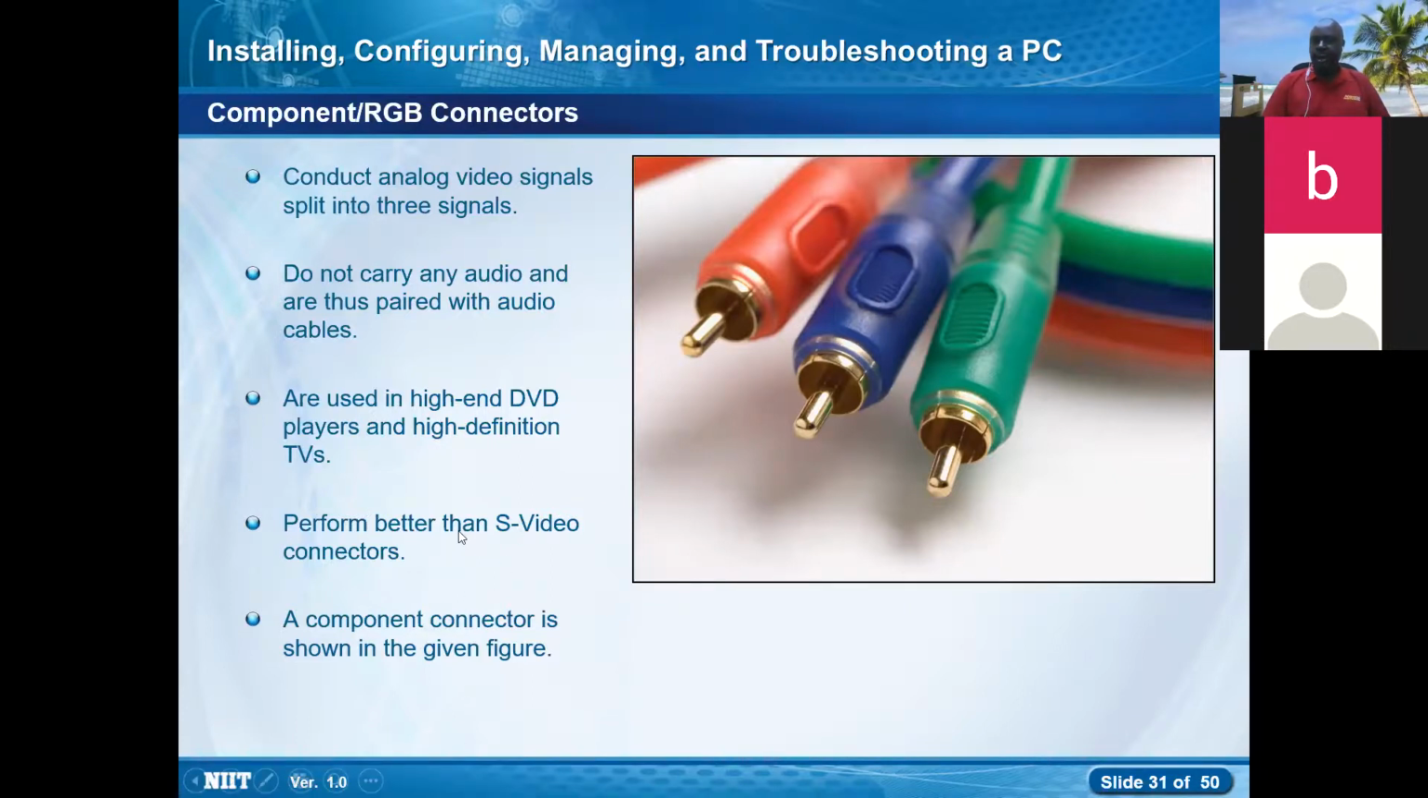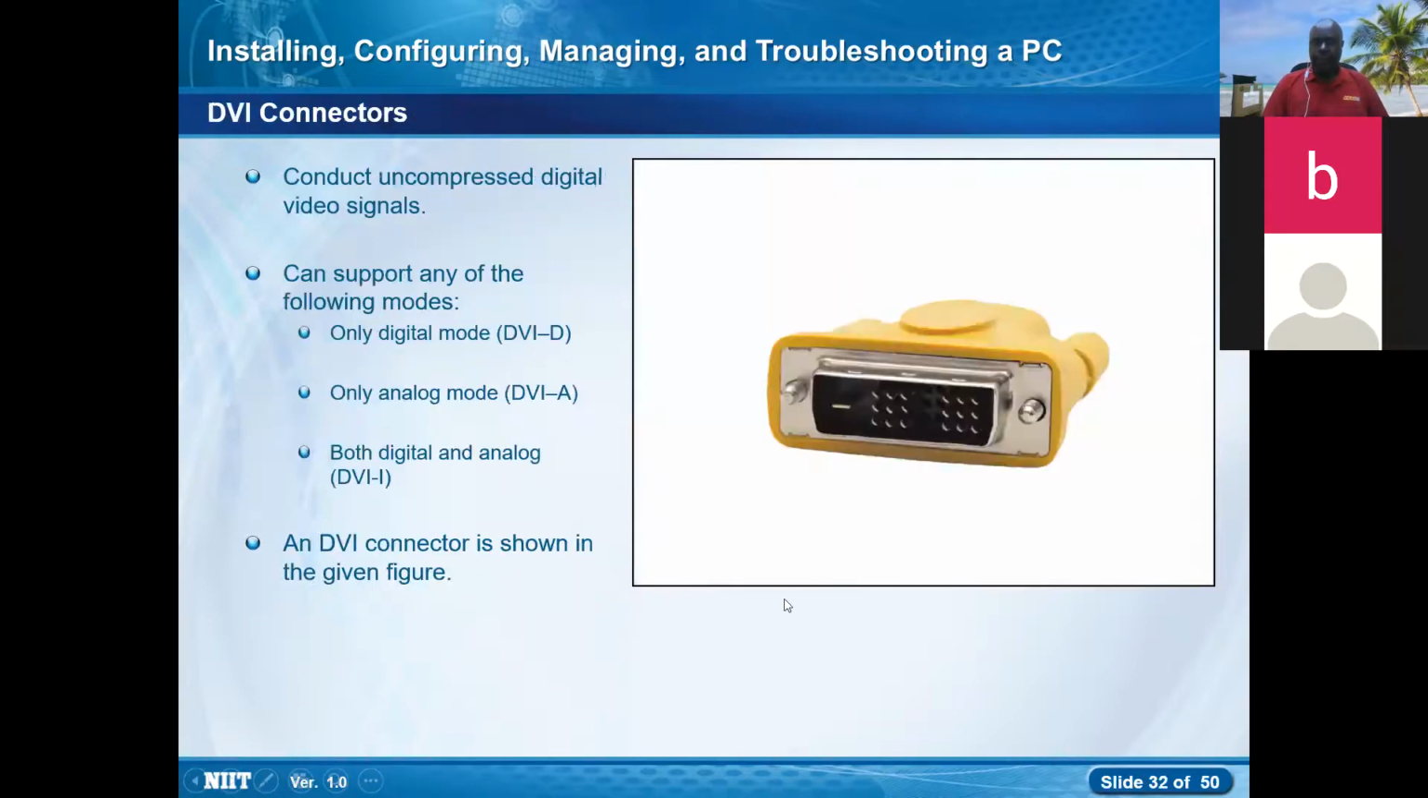They were a bit more advanced than the S-video connectors, but they are also not very good. Okay. This is one of the new connectors on the market, and this is the DVI, that is Digital Visual Interface.